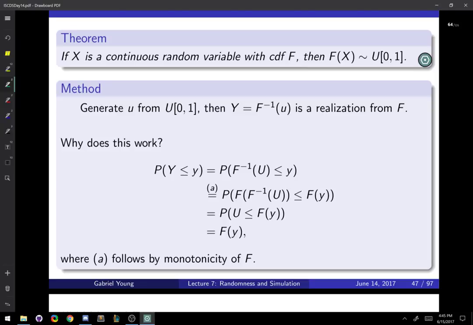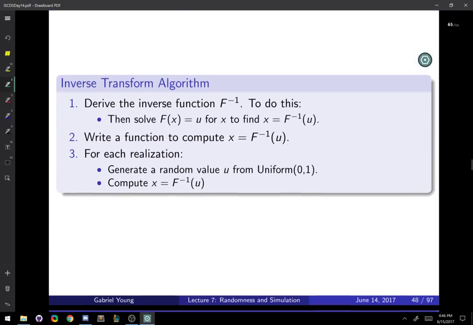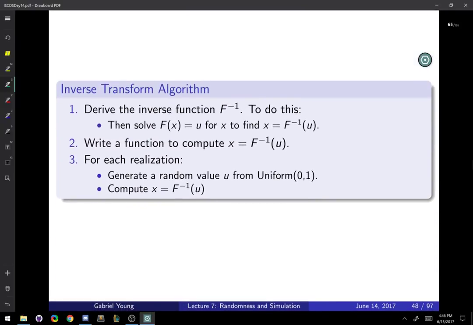All right, anyway, the application is a little bit more important. So here's the inverse transform algorithm. What you do is first actually derive the inverse of F. That's an analytic problem. You just get a piece of paper and do the inverse, right? To do this, go back to college algebra and figure out how to do an inverse of a function. Does that make sense? So typically you switch the variables and you solve for the other variable. That's like the easiest way to do it. Okay.